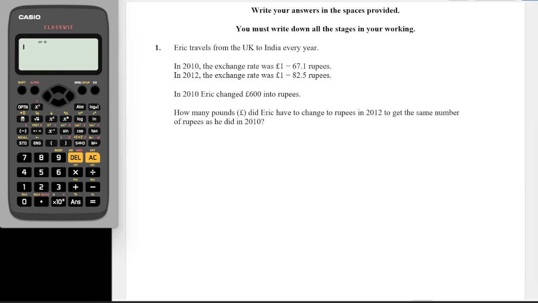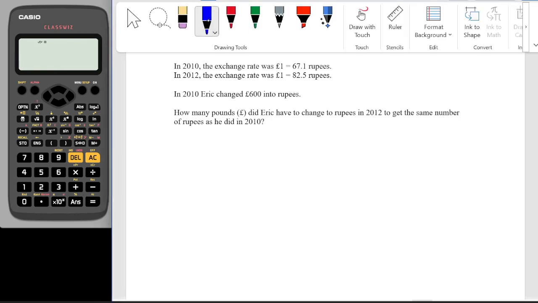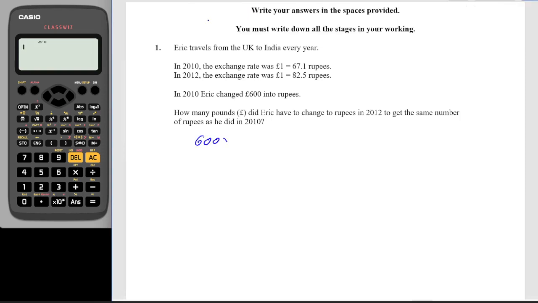Okay, so for this, first of all, I need to look at the number of rupees that you would have got in 2010. So to do that, I'm going to do 600 multiplied by the exchange rate of 67.1. That will give me the number of rupees, and then I'm going to have to divide that by the new exchange rate in 2012, 82.5, and that's going to give me the amount it would cost to get the same amount in 2012.